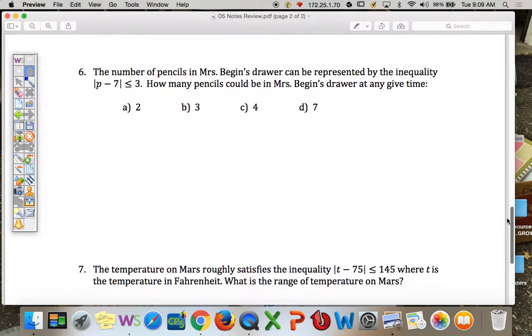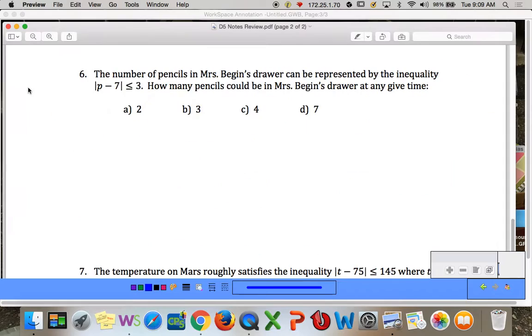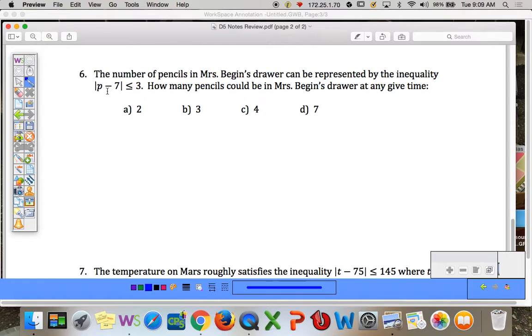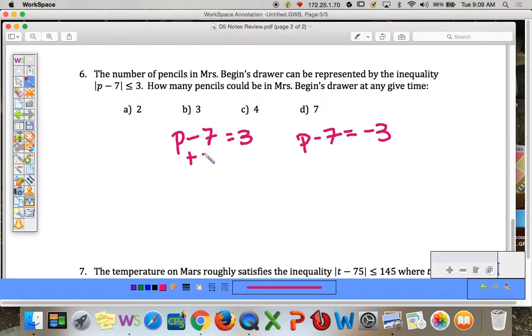Okay, let's take a look at two more. The number of pencils in Mrs. Bajan's drawer can be represented by the inequality absolute value of p minus 7 is less than or equal to 3. How many pencils could be in Mrs. Bajan's drawer at any given time? All right, let's split this up. P minus 7 can be 3. P minus 7 can be negative 3. Let's add 7 to each side.